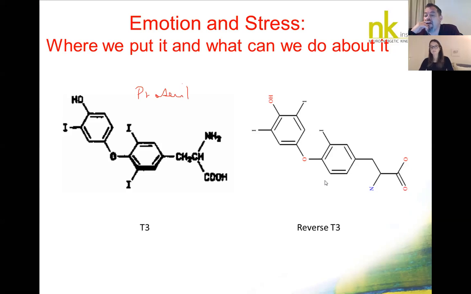So while chemically they have the same formula, the shape is slightly different.